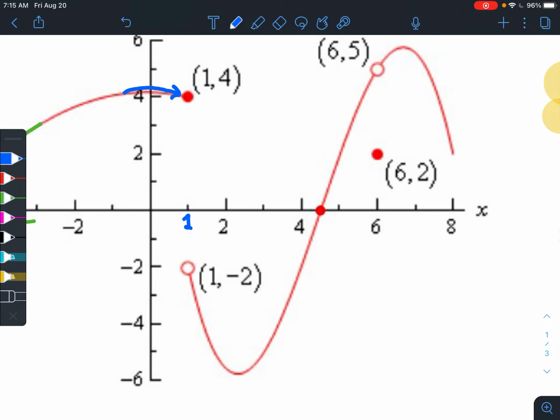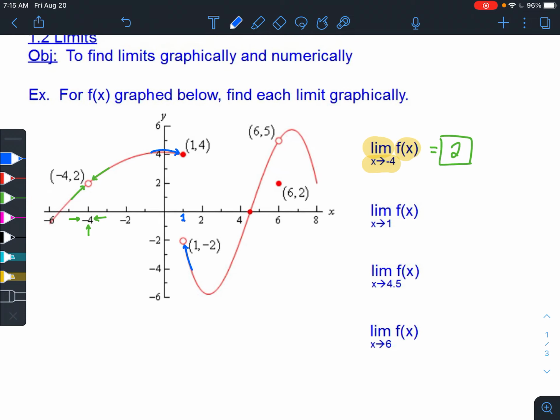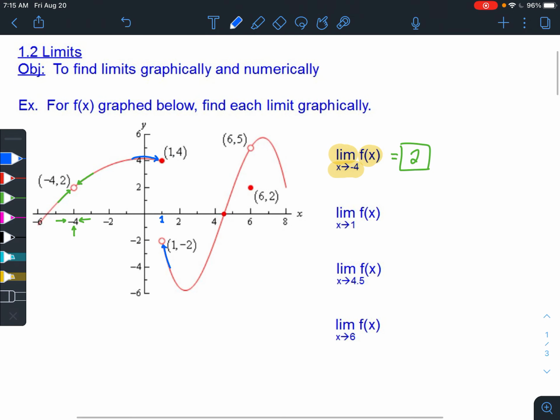However, if I'm coming in from the right-hand side, I'm tracing this curvy sort of thing here, and I'm getting very close to what looks to be about -2. All right, now that's a problem because I don't match. If we have that situation where we don't match, we're going to say that the limit of f of x as x approaches 1 in this case does not exist.